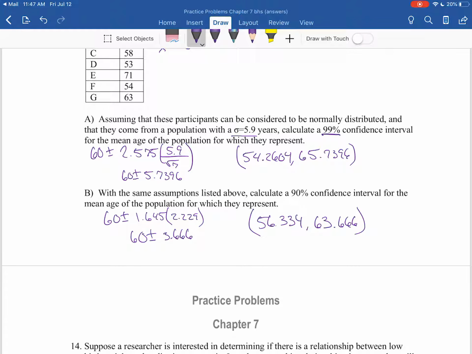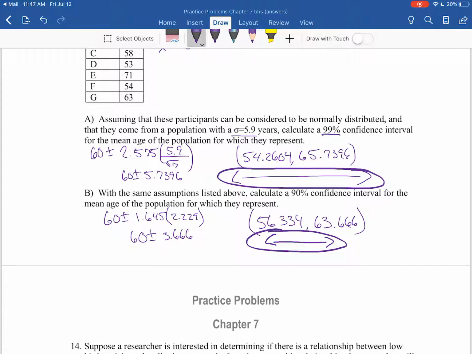3.666. So you can notice the difference between the two. When you're 99% accurate, your net is bigger, right? You're more likely to catch more values than at 90% confident. Your net's kind of a little smaller in nature because you're only 90% confident that it's between here. At 99% confident, the values are going to be bigger. So as you increase your confidence, your interval is going to get wider. As you decrease your confidence, that net gets a little bit narrower because you're not as accurate as you can be.